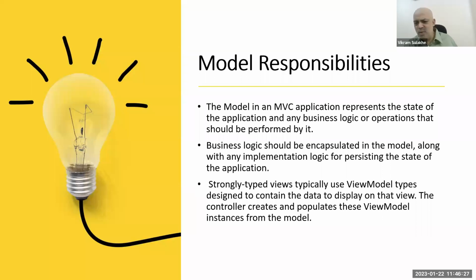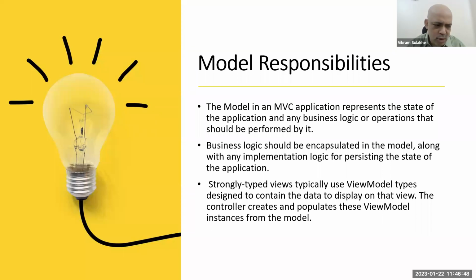Okay, now this last line out here, I'll come back to that later. At this point, it may not make sense to you. Something called a strongly typed view typically uses view model types designed to contain the data to display in that view. So there are two words being used here: one is a strongly typed view and the second is a view model. We'll see both of these words.